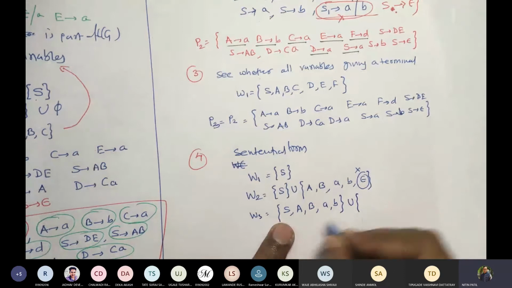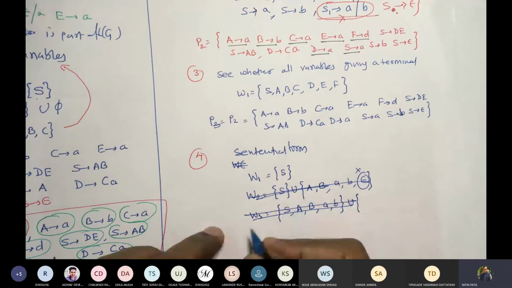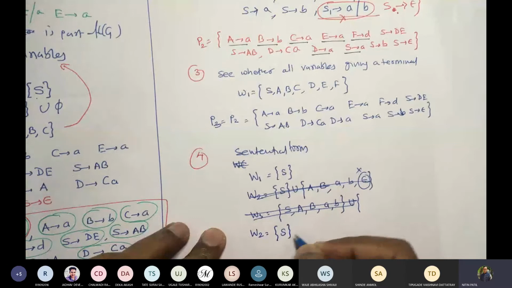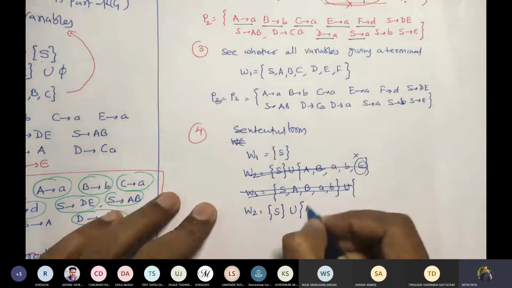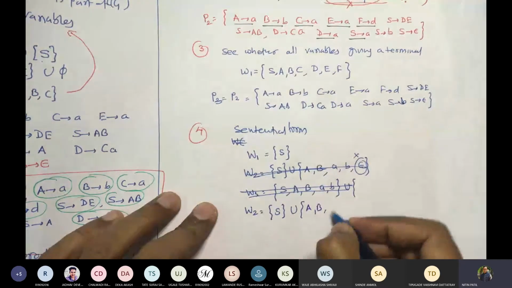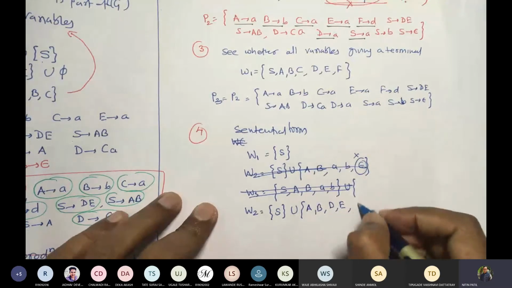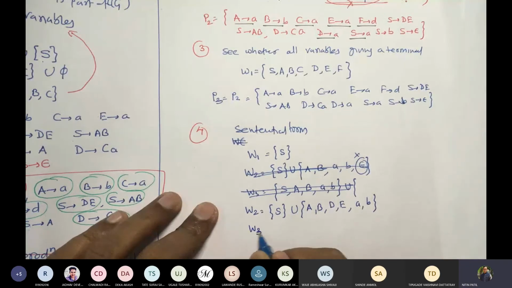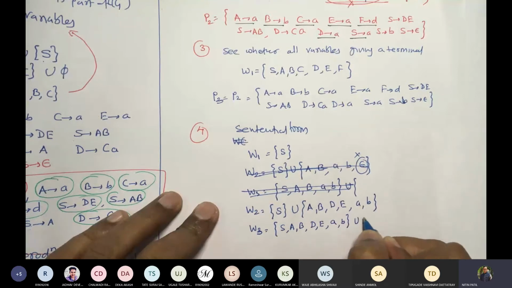Union. Now try to talk about B and E. Sorry, I missed one thing here. I will correct it. I forgot this DE as well. So W2 is S union. S gives AB is there, so A and B are added. S gives DE is there, so D and E are added. Fine. And S gives A and S gives B are there. So I get W3 equal to S, A, B, D, E, A, B union.